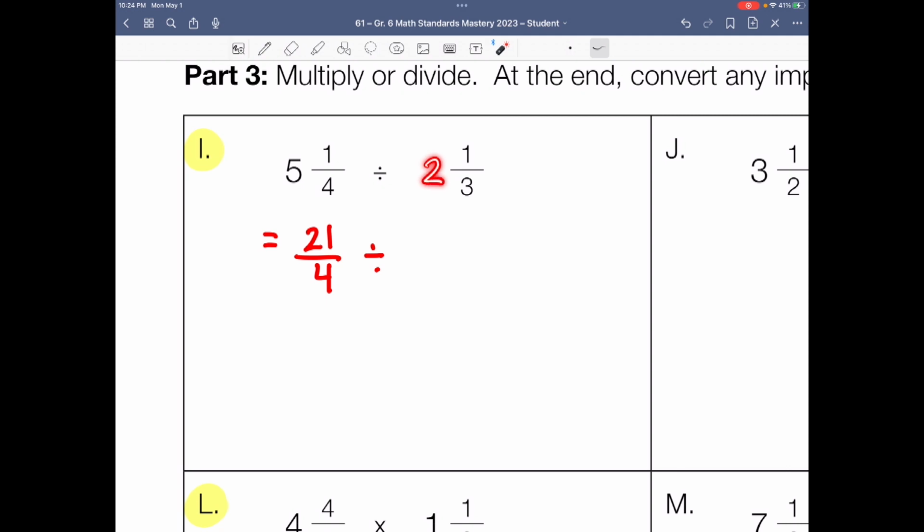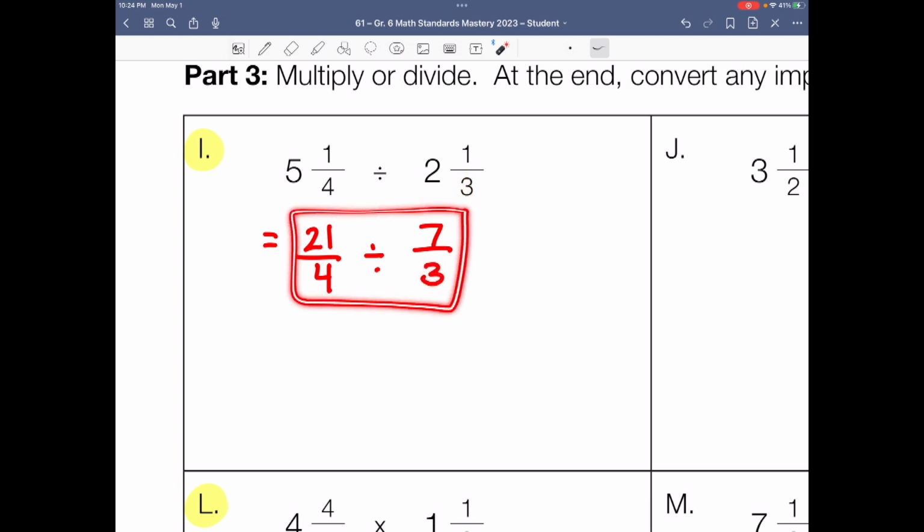And next we have 2 times 3 is 6. 6 plus 1 more is 7. 7 what? 7 thirds, since we're working with thirds. And now you'll notice that this is a much simpler problem to solve. It's a division problem, so let's use KCF. Write down keep, change, flip.